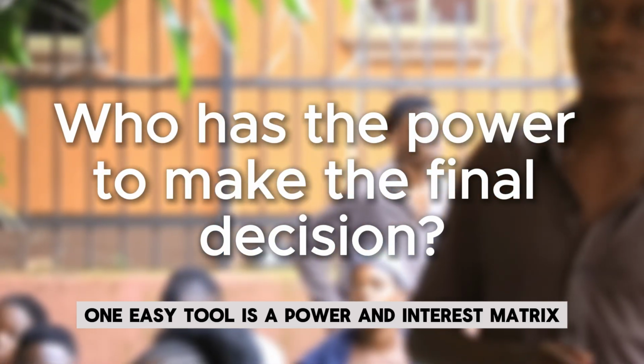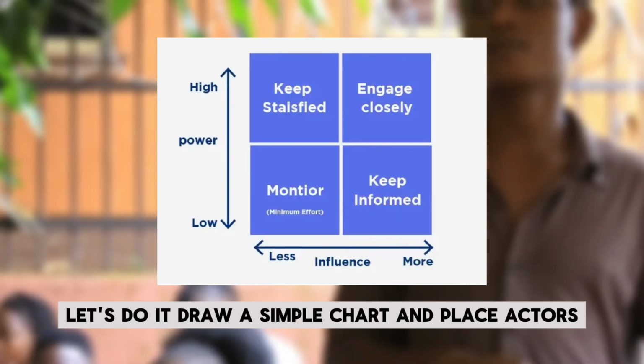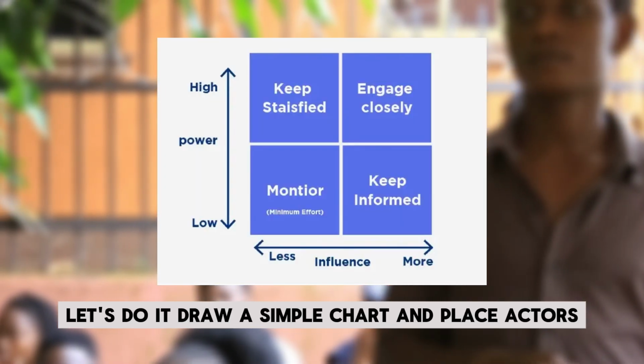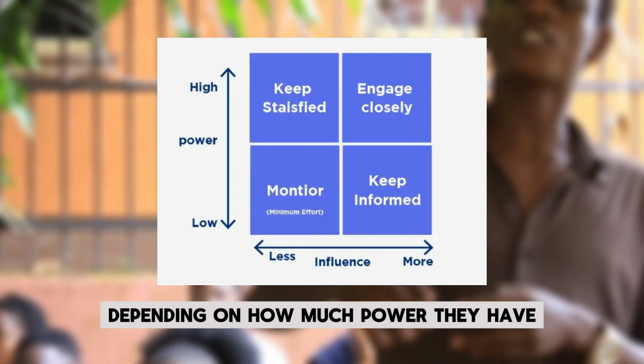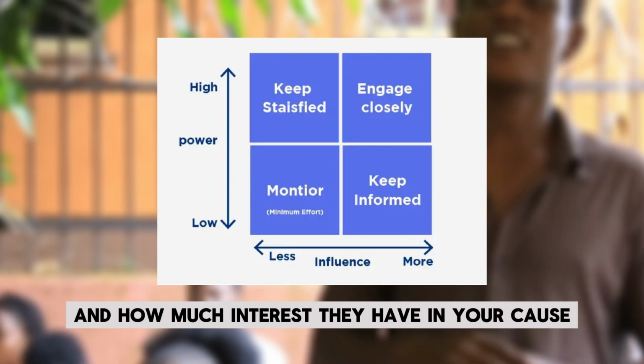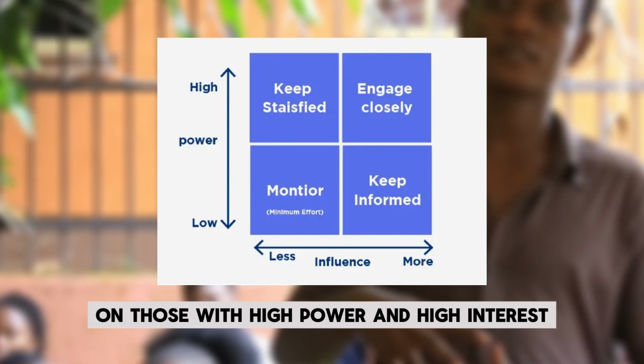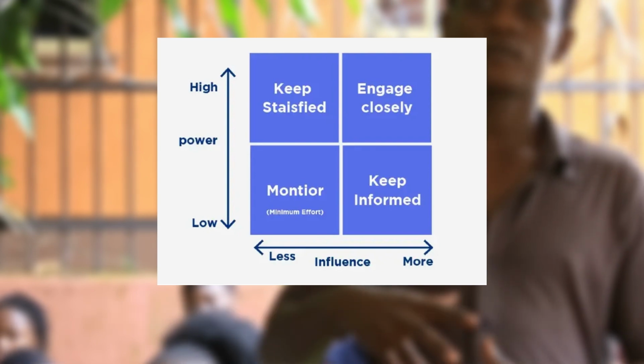One easy tool is a power and interest matrix. Let's do it. Draw a simple chart and place actors depending on how much power they have and how much interest they have in your cause. Focus your energy on those with high power and high interest.